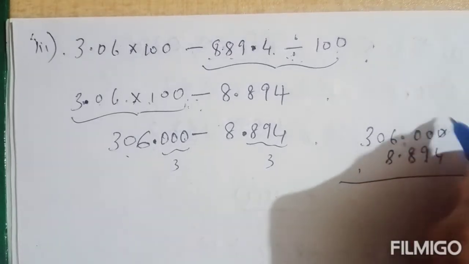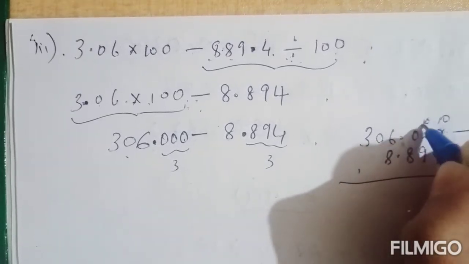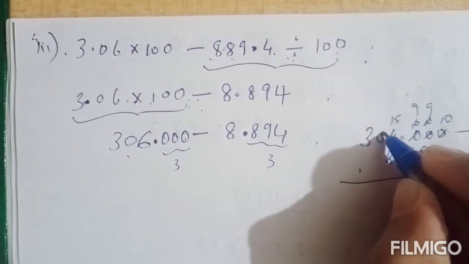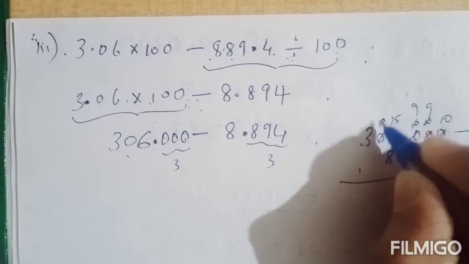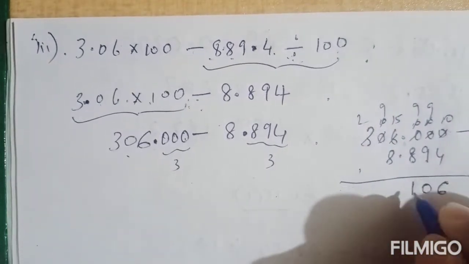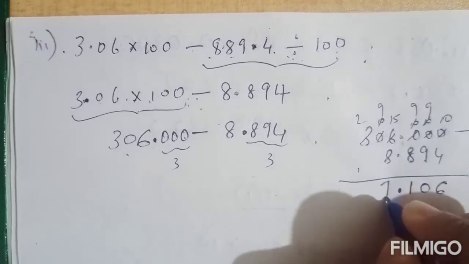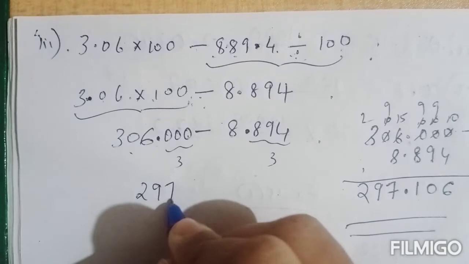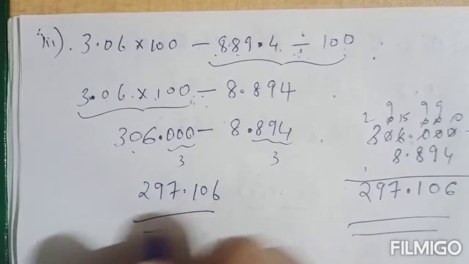Okay, now doing subtraction, here 10, here 10, then 9, 10, 9, here 5, then 15, here 10, then 9, here 2. So 297, decimal point, 106. 297.106 will be the answer.